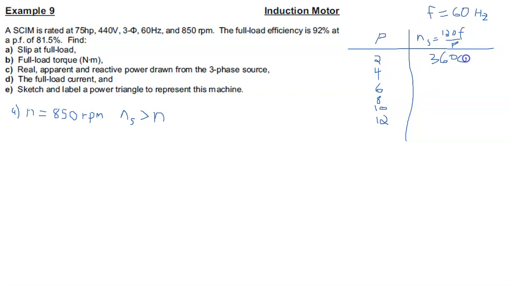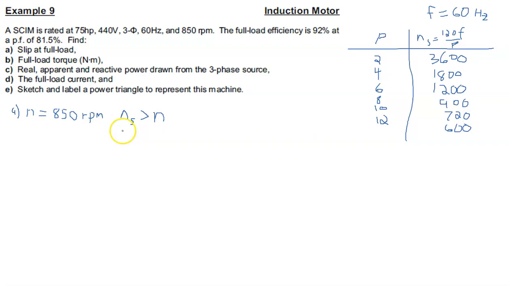3600 compared to 850, way too high. And so our 7200 here in the numerator divided by 4 poles corresponds to an NS of 1800, still too high. 7200 divided by 6 is giving us 1200. Okay, so we're getting in the ballpark now. 7200 divided by 8 gives us 900. 7200 divided by 10, 720. 7200 divided by 12, 600.